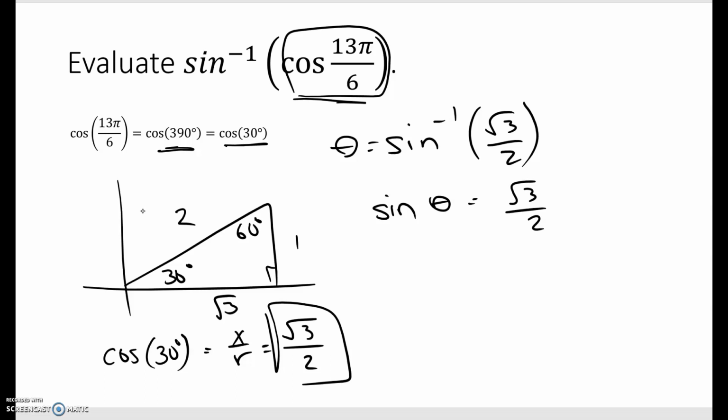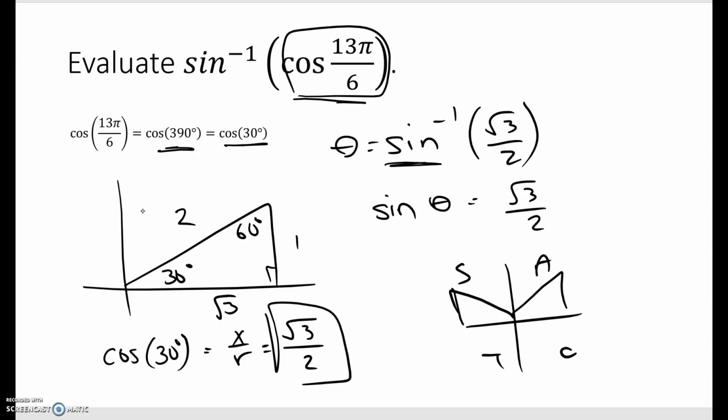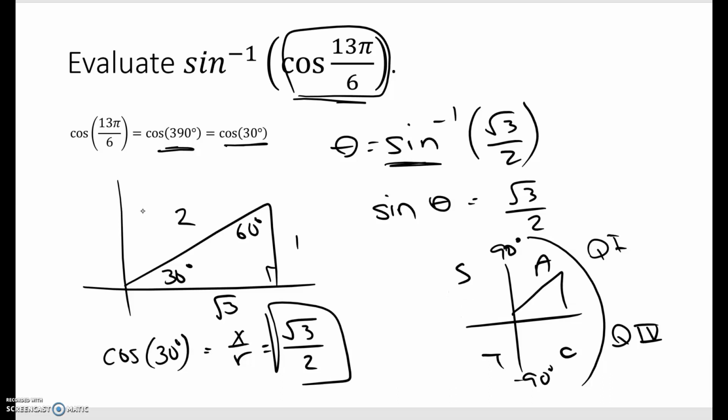Okay, now number 1, square root of 3 over 2 is positive. So in the all students take calculus, your triangle is either in quadrant 1 or quadrant 2. But since I'm looking for the inverse of sine, that is restricted between 90 and negative 90. So either quadrant 1 or quadrant 4. Now I have a triangle in quadrant 1, so I need to get rid of that one over there. So I need to stick with that triangle in quadrant 1.